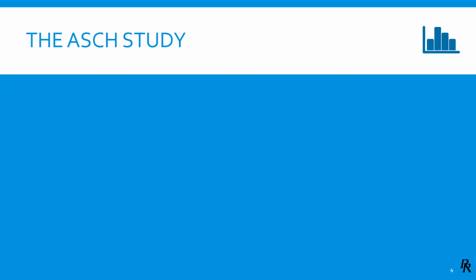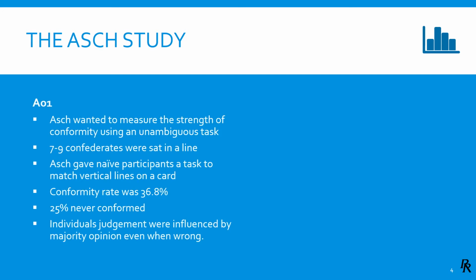Now the Asch study, starting with AO1. Asch wanted to measure the strength of the conformity effect using an unambiguous task. Between 7 and 9 confederates sat in a line or a semicircle. Asch gave naive participants a seemingly obvious task, to match 3 vertical lines on a card to 1 comparison line. On the first 2 trials, the confederates gave the right answers, but on the third they gave the wrong answer.